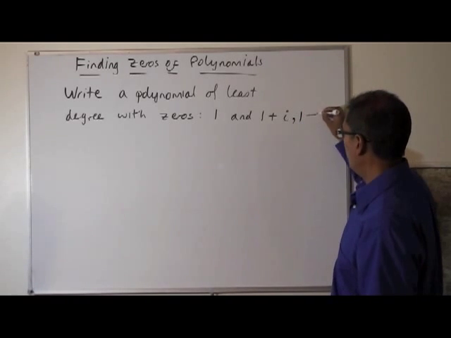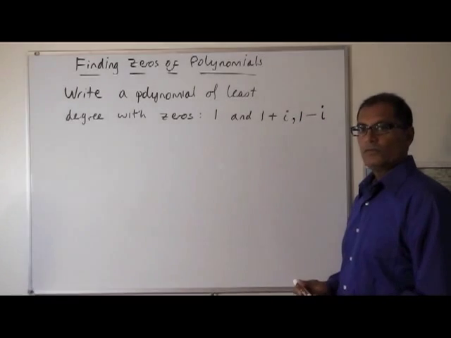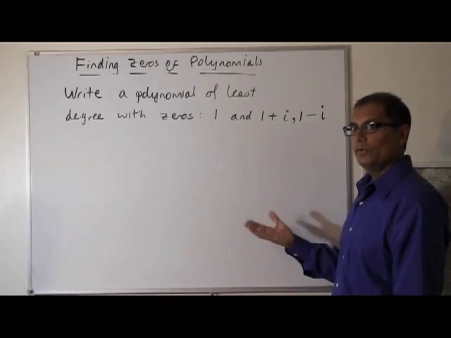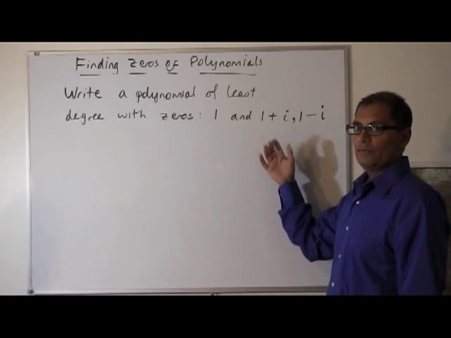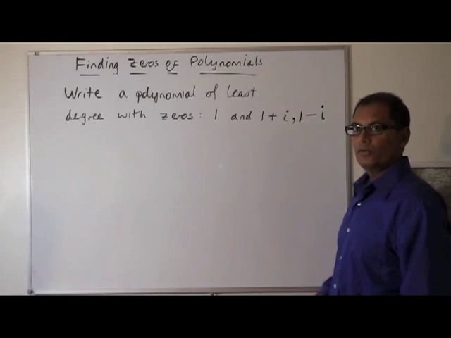So 1 minus i is missing from here. It wasn't given to us, but we have to know that, okay, there must be a conjugate pair to this one. So we actually have 3 zeros, so it's a degree 3 polynomial.